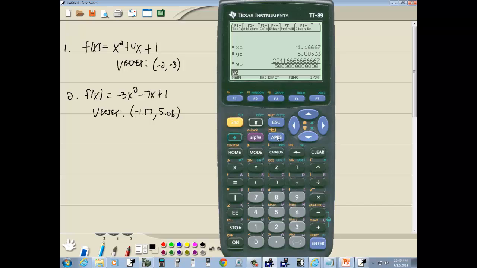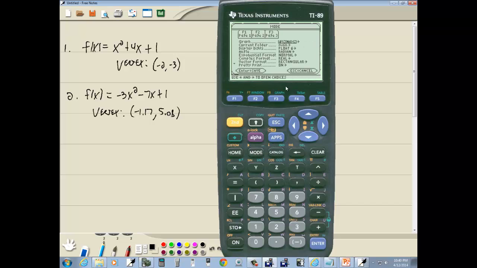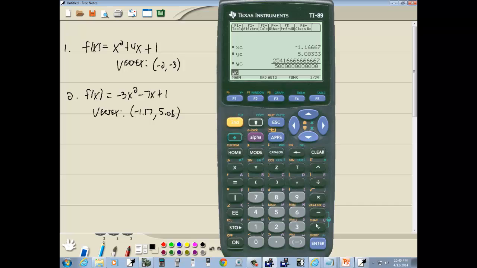But if you don't want that set on, go back to mode. If you were getting those bizarre results when doing the same thing I was doing, then go to F2 and make sure your exact is auto. I'll right arrow down to it, press right arrow. You want that set to auto, and then press enter. Now if you do yc, you get this. That isn't what we want. We'd like it to be a fraction.